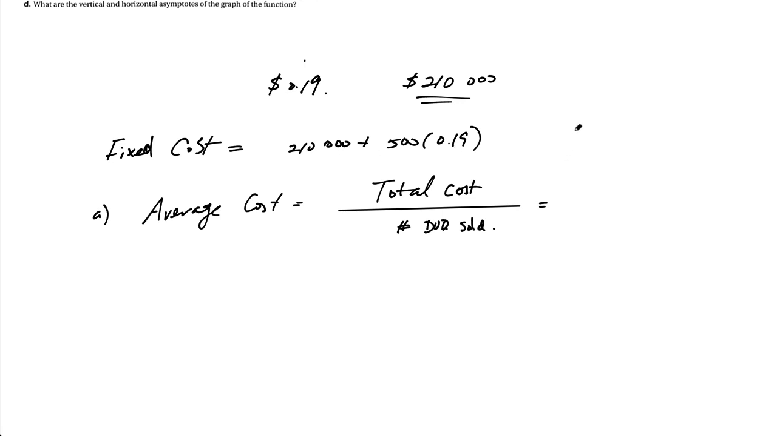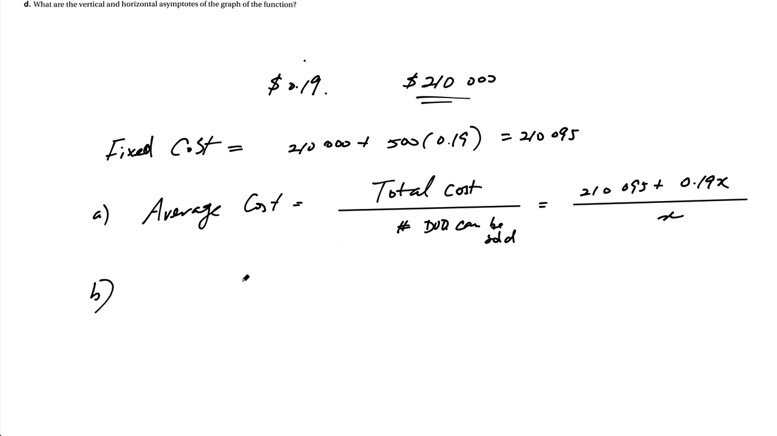So the fixed cost here is that, plus, if you let X be the number of DVDs that we can actually sell, it's going to be another 0.19x. You have to divide that by X, where X represents the number of DVDs that can be sold, because the first 500 couldn't even be sold. So that's the function for average.